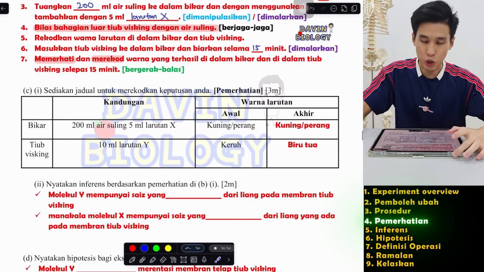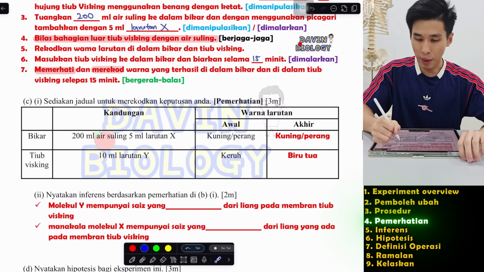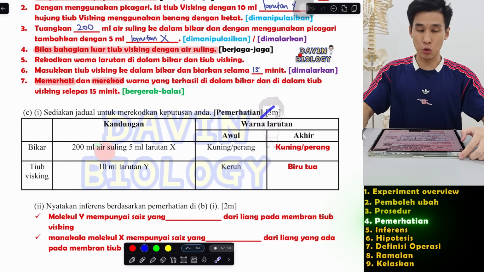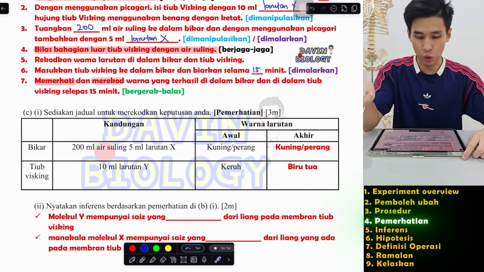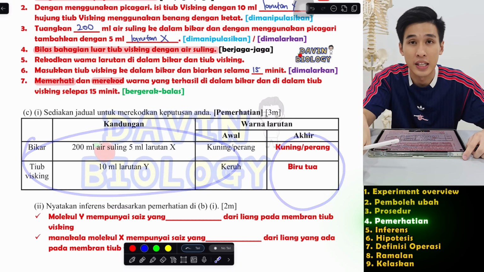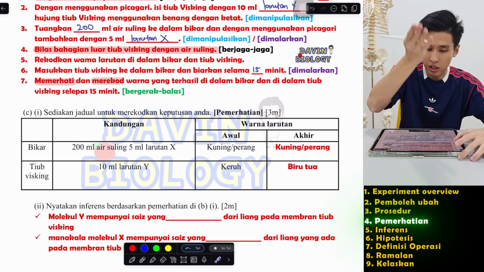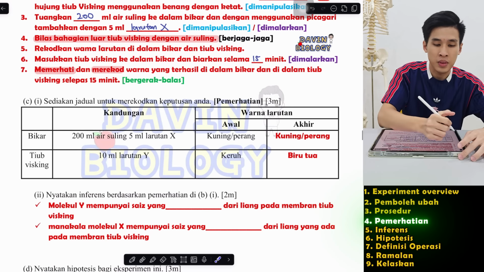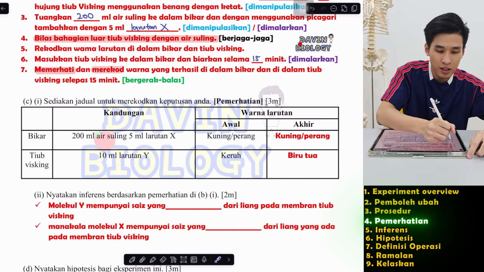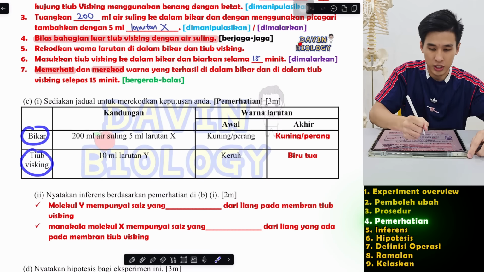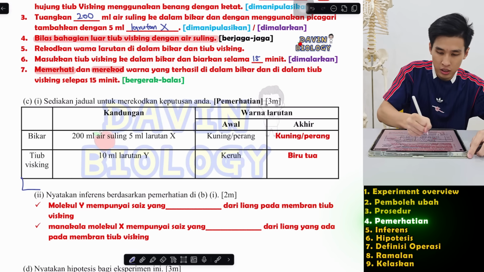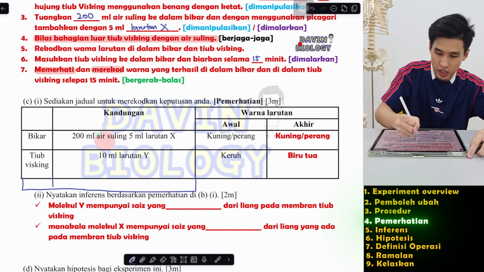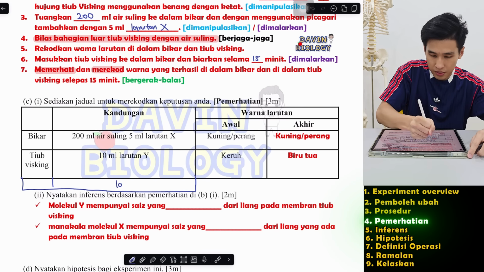Then next is your Pemerhatian. So Pemerhatian, they might need you to draw a table. They might give you completely blank, this whole table need to draw yourself, or they could already give you part of it, then you just have to record your Pemerhatian. So either way, here I teach you what to draw. So first, let's say you got 2 Tiub Visking, you need your bika. Tiub Visking number 1, which is larutan Y, and Tiub Visking number 2, which is larutan Z.